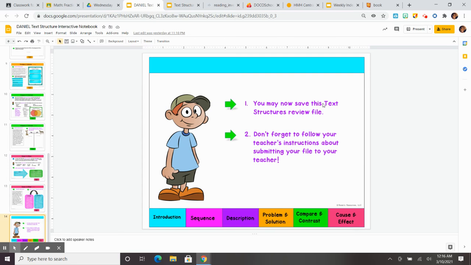All right. It says you may now save the text structures or review file. But the thing is, you don't have to do that. It says don't forget to follow your teacher's instructions about submitting your files to your teacher. But I can go in and I can see what you guys have done. So we don't have to worry about that slide. All right.